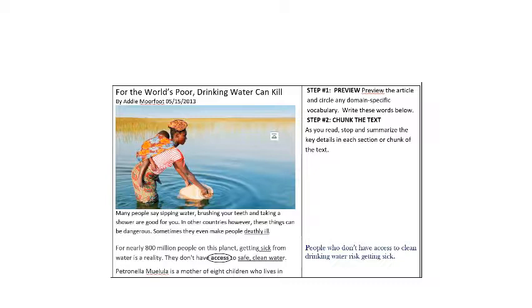I've gone through the process of reading the article closely. First, I previewed it and circled domain-specific vocabulary. I made some predictions about what it was going to be about. Then, I read the article, stopping and summarizing the key details in each chunk as I went.